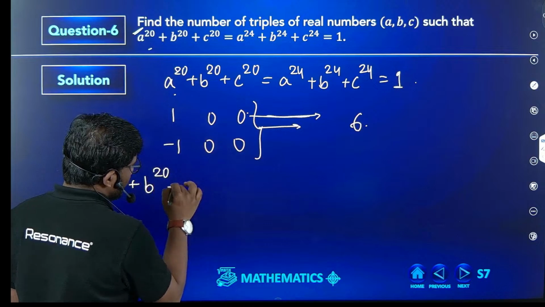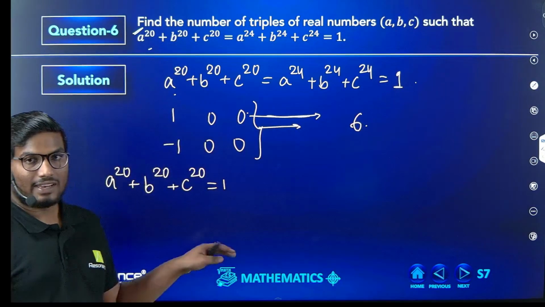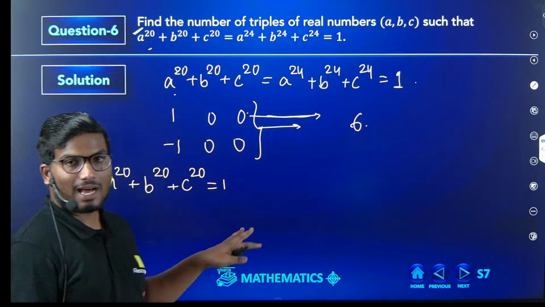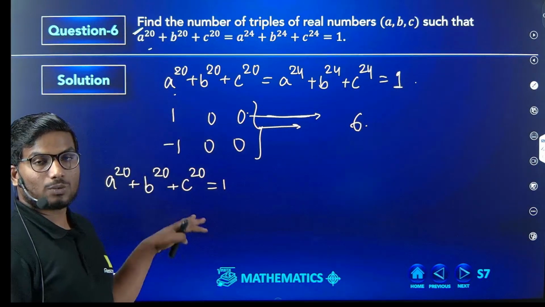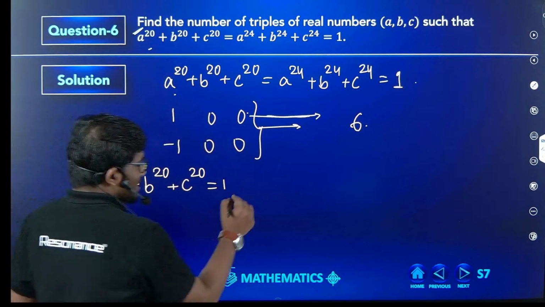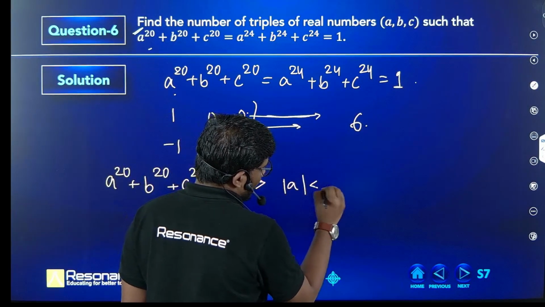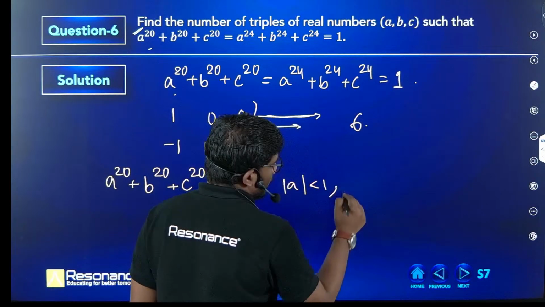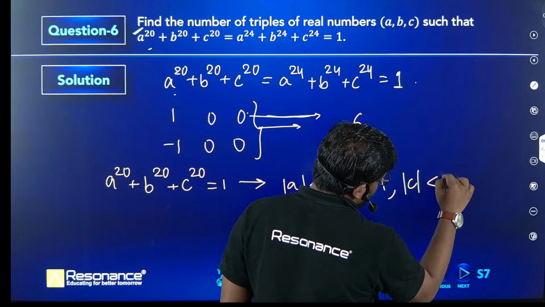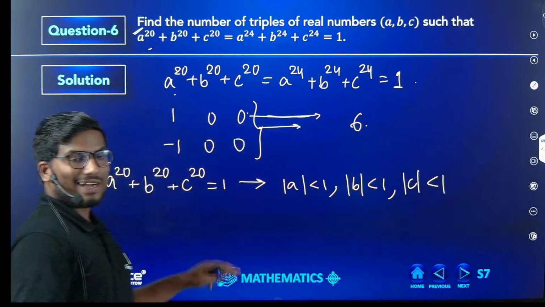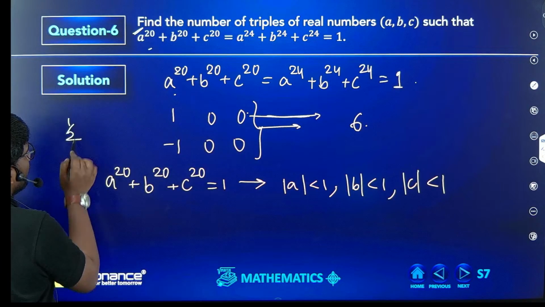A power 20 plus b power 20 plus c power 20 is 1. This is given, and none of a, b, c are greater than or equal to 1. They're not even equal to 1. So in that case, what we can deduce is mod a less than 1, mod b less than 1, and mod c less than 1. So for the values that are between 0 and 1, for instance take half.